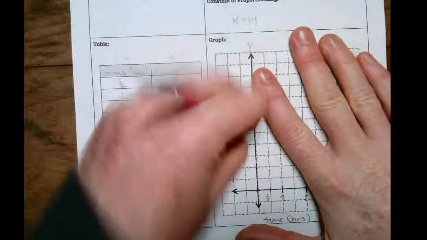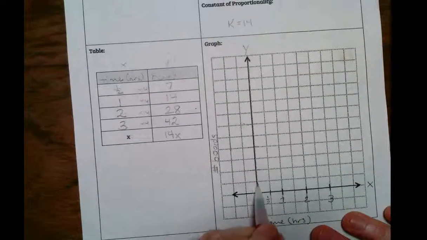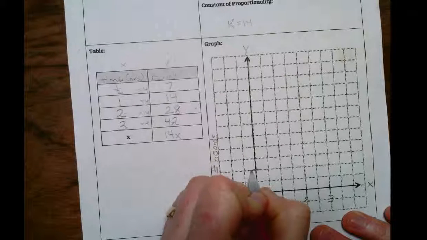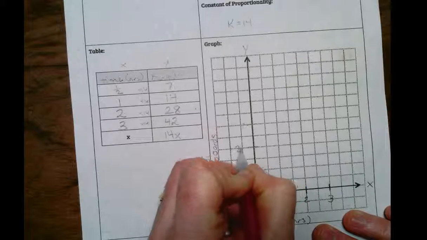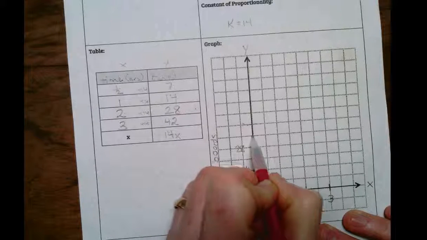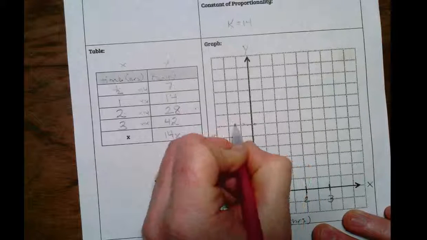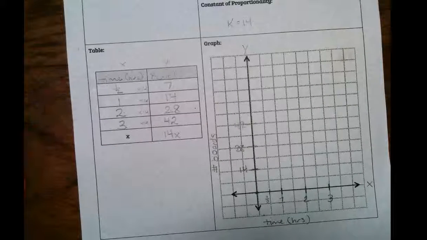So what we're going to do, we'll make each one of these 7. So that's 7. Here's 14, 21, here's 28. Add 7 more, you get to 35. 7 more, you get to 42. And I think we're done. We've got everything we need.